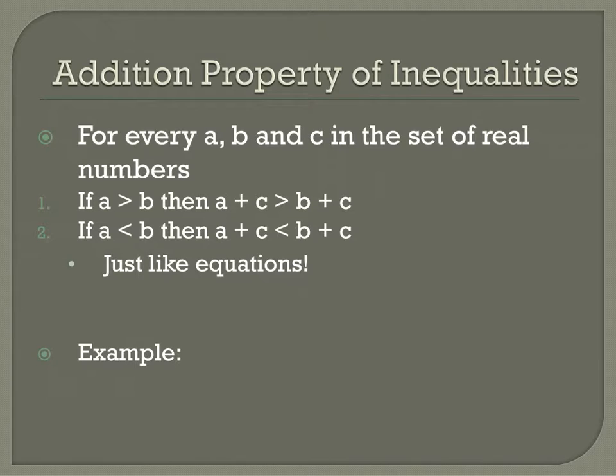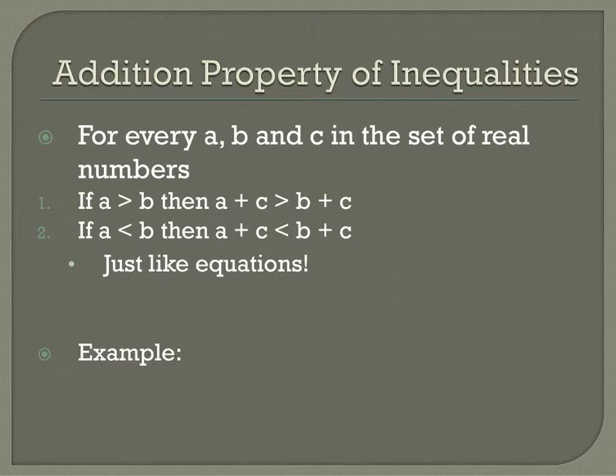Now, like with anything, we're going to have properties, and properties have names, and you have to learn the names of the properties. I know how much you love that. For every a, b, and c in the set of real numbers, and we know what real numbers are, right? We've talked about those. Pretty much every number we've talked about. If a is greater than b, and I add some other number c to it, then it's still greater than. Likewise, if a is less than b, so again, two numbers, and I add c to them that are real numbers, it doesn't change. It's still less than.